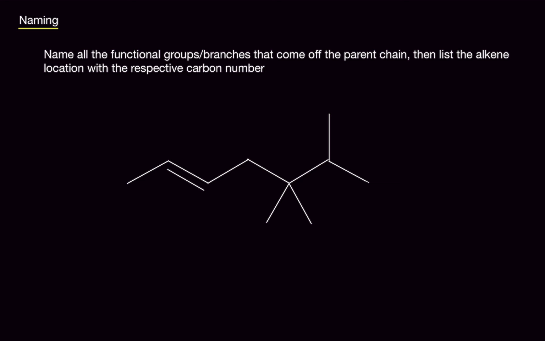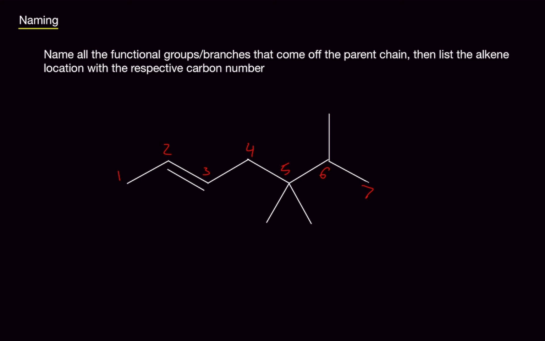Well, like I said, the first thing you do is number this parent chain. We're not going to number it from right to left, like this 1, 2, 3, 4, 5, 6, 7, because this gives the alkene carbon 5 and 6, and that's too high. Whereas we can number it from left to right and give the alkene the lowest number. Now I can either name this 7 or this 7. It does not matter because we're going to get the same answer. I'm just going to name this 7.